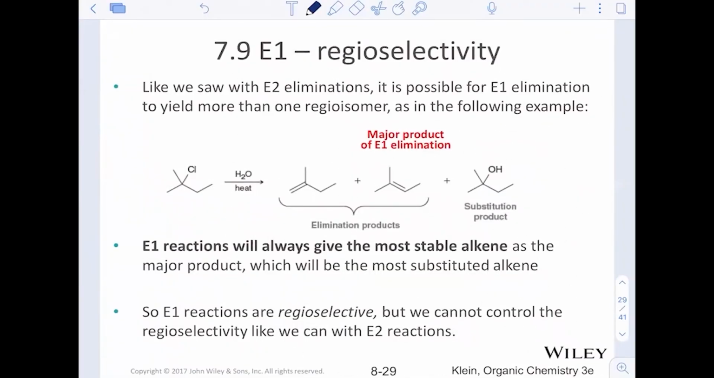Again, the regioselectivity here, just to sum up and to finalize, just like with E2 reactions, it is possible for E1 eliminations to result in more than one regioisomer, regioselectivity, Hoffman versus Zaitsev. E1 will always give the more substituted alkene, just always. We cannot control the regioselectivity like we did with big or small bases. E1, because of the carbocation, there's a limited amount of steric hindrance at any rate, so we will always get the more substituted product. No Zaitsev or Hoffman control.